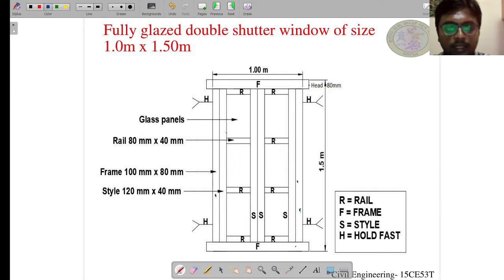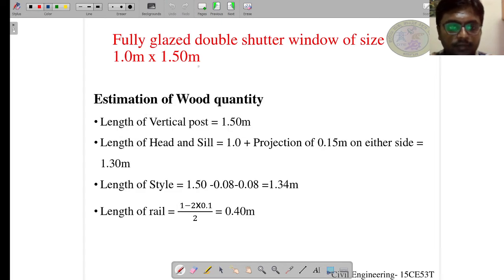And also we have the shutter comprising 4 stiles and 8 rails, 4 on one shutter and 4 on the other, so a total of 8 rails, 4 stiles and 6 panels of glass. Okay, let us start with the rate analysis. Before that, we have to estimate the wood quantity required for this window. So let us begin with the frame first.